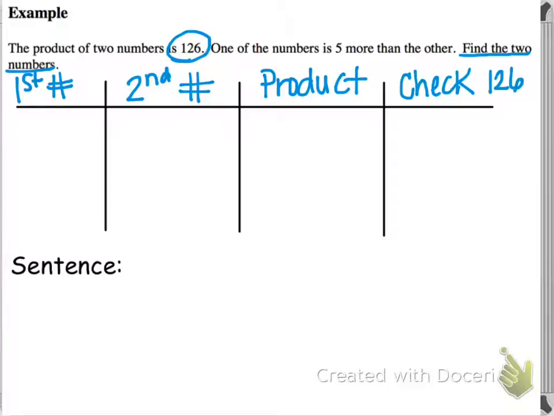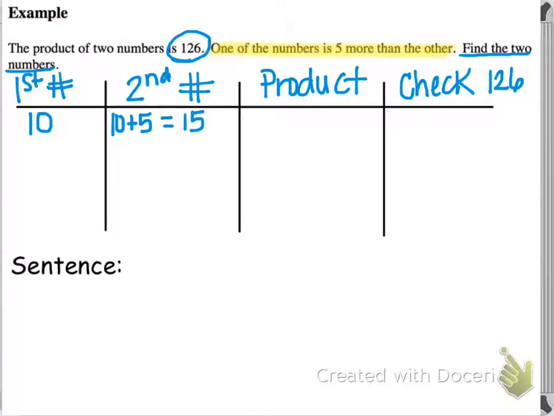So I'm going to go ahead and guess 10. 10 will be my first number. Now if we go back to the word problem, notice it says one of the numbers is 5 more than the other. Remember, more than would be to add 5. So to get my second number, I'm going to take my first number and add 5. And I get a total of 15.